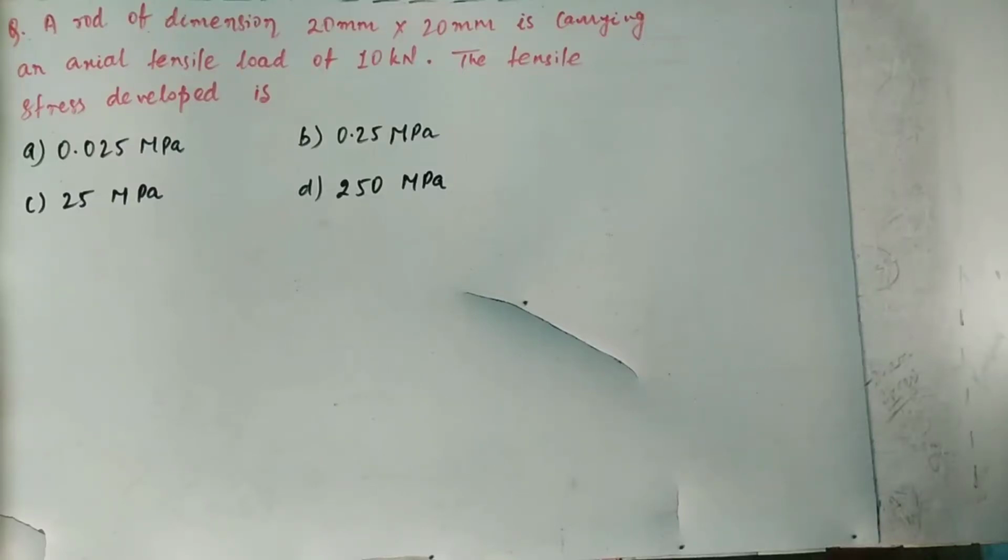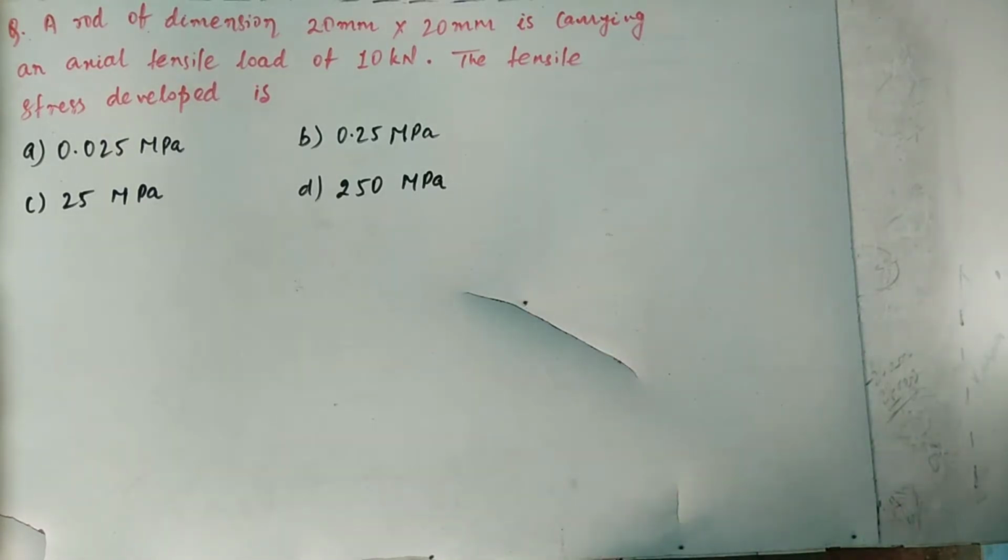Hello dears, we are studying JEE MCQ and our today's question is: a rod of dimension 20 mm by 20 mm is carrying an axial tensile load of 10 kN. The tensile stress developed is: options given A 0.025 megapascal, B 0.25 megapascal, C 25 megapascal and D 250 megapascal. We have to find the correct option for this question.